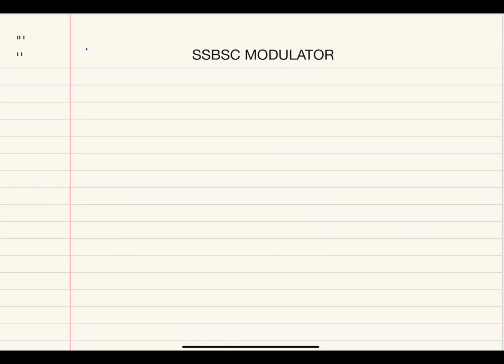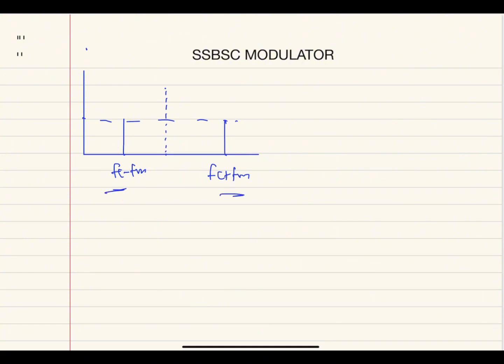As we observed, I made a sketch, which is the phasor diagram of a double sideband. This was the suppressed carrier, and this was the upper and the lower sideband, which is FC plus FM and FC minus FM. This is the amplitude. So this is the lower sideband, and this is the upper sideband. As you can see, it has two sidebands, the lower and the upper, which is the double sideband suppressed carrier.